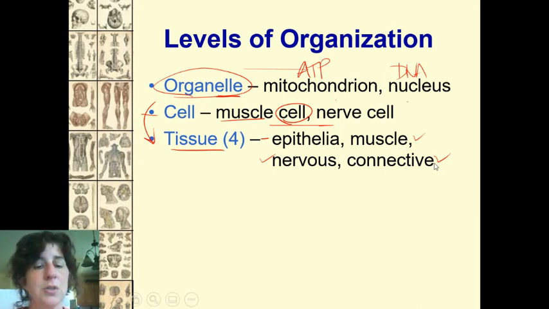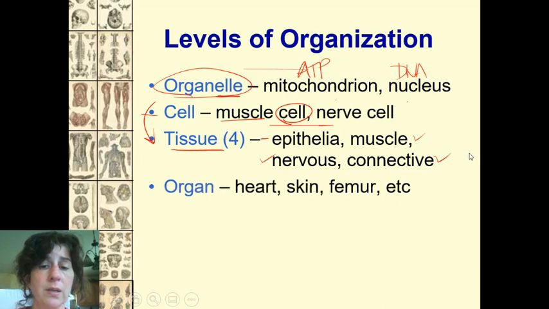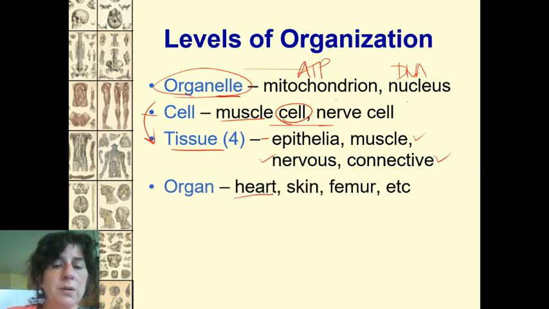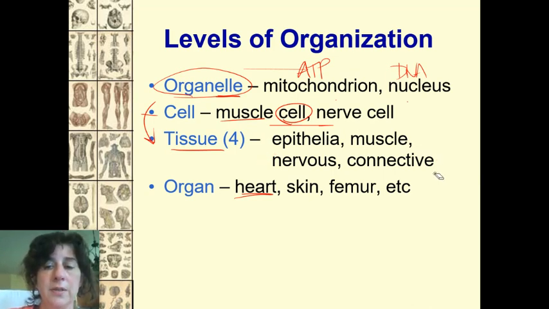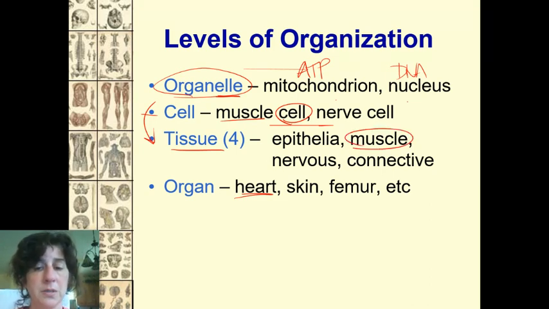Then a bunch of tissues together, and I finally get to what we think of as an organ. So your heart is a combination of different tissues. There's cardiac muscle, so there's muscle there that helps to constrict.